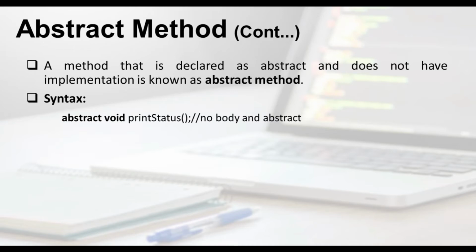Abstract methods are used to provide a template for classes that inherit the abstract method. Abstract methods will be compulsorily defined in the derived class. Suppose you define an abstract method, that abstract method will be implemented in the derived class, or you can say the child class. An abstract method must be overridden.